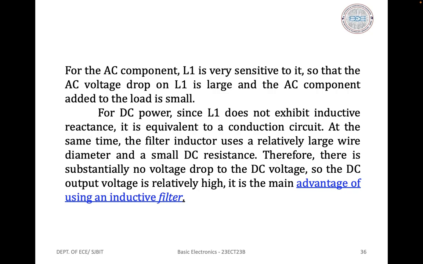For DC power, since L1 does not exhibit inductive reactance, it is equivalent to a conduction circuit. At the same time, the filter inductor uses a relatively large wire diameter and has a small DC resistance. Therefore, there is substantially no voltage drop to the DC voltage, so the DC output voltage is relatively high. It is the main advantage of using an inductive filter.